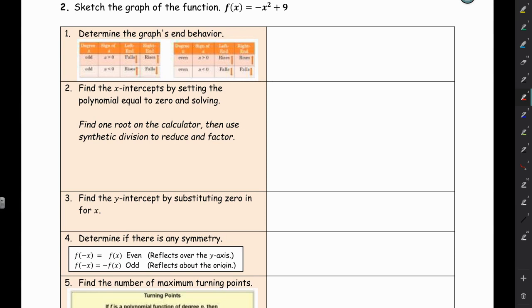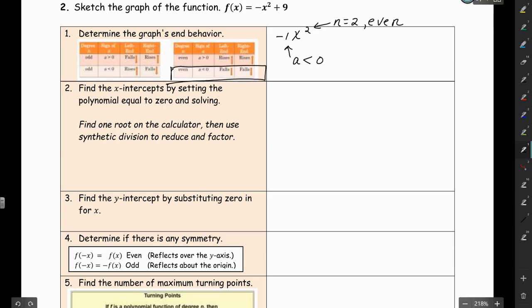Well, let's write out the first term here, -1x². We know that a is less than 0, and we know that n is equal to 2, which is even. So if we look at our chart, where is n even but a less than 0? So we know that we're going to fall on the left and also fall on the right.